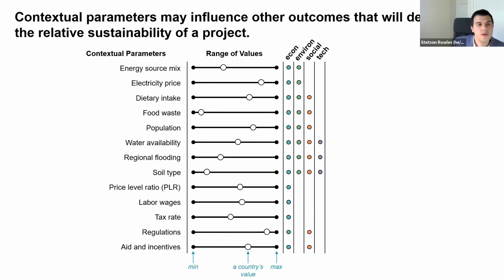So in this example and what we've talked through so far, we've focused on how contextual parameters influence economic outcomes. But bringing it back to the figure from a few slides ago, we just wanted to share that these contextual parameters can influence not only economics, but they might also impact other outcomes such as environmental, social, and technology. So when we expand the scope or the lens of the project to different sustainability metrics or different outcomes, these trade-offs can also be expanded.